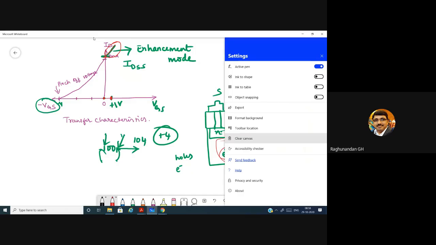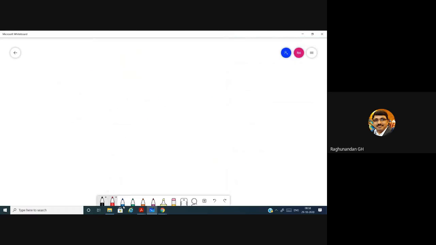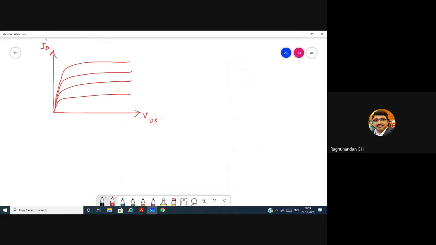So this is about the transfer characteristics. The next one is the drain characteristics. The drain characteristics is the same. It is ID versus VDS, and the graph looks the same, like this. So this will be the ohmic region. This will be the saturation region. This is the ohmic region.